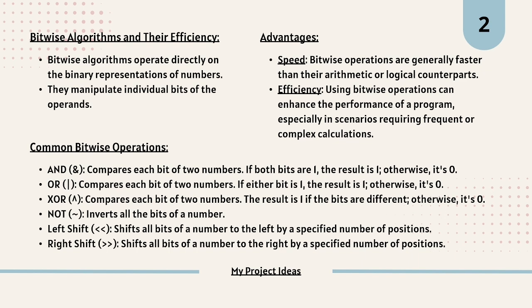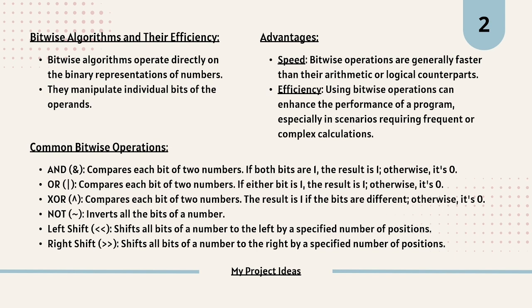So what are some commonly used bitwise operations? First is AND. What does AND do? AND compares each bit of two numbers. Suppose there are 1 and 1. Its AND gives 1. 1 and 0 gives 0. 0 and 0 gives 0. And 0 and 1 also gives 0. What does OR do? If either of the bits is 1, suppose 1 and 0 is there, the OR of 1 and 0 will be 1. If only 0 or 0, the OR operation of 0 or 0 will give you 0.